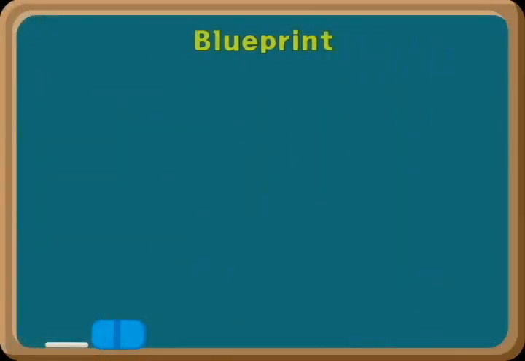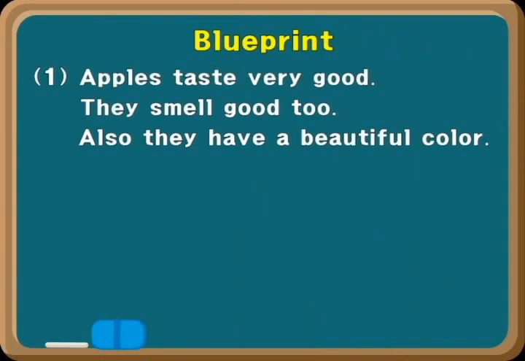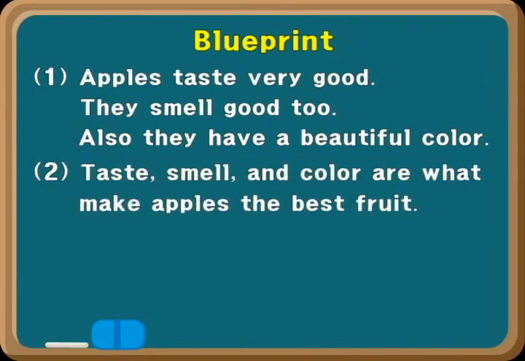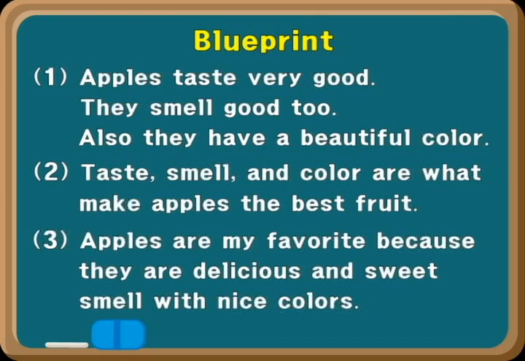Here's a quick quiz though. Which do you think is the best blueprint? 1. Apples taste very good. They smell good too. Also, they have a beautiful color. 2. Taste, smell, and color are what makes apples the best fruit. 3. Apples are my favorite because they are delicious and sweet smell with nice colors. Which do you think is the best blueprint?